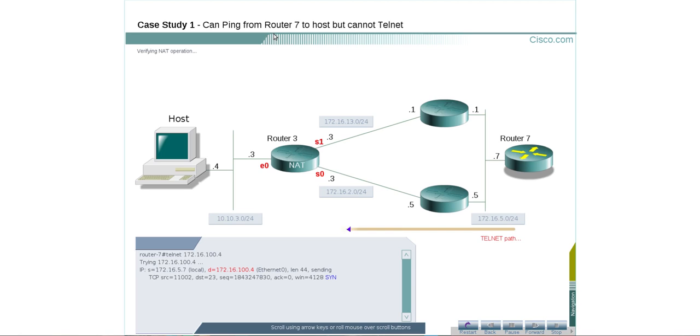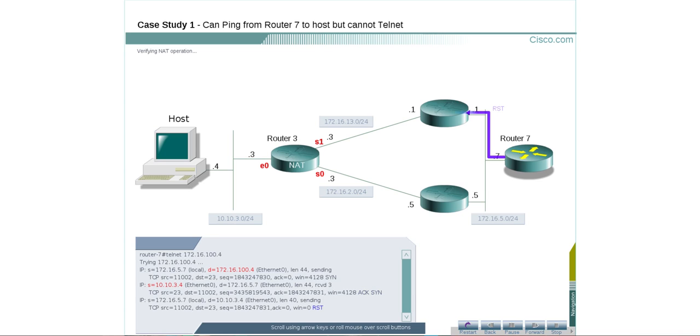Running the same debug, we will take a look at the Telnet packets when telnetting from router 7 to the host. The first packet we see is the SYN packet sent from router 7 destined for 172.16.100.4, which is the inside global address for the host. Second, we see a SYN ACK packet from the host, but the source of this SYN ACK is the inside local address of the host, 10.10.3.4. Since router 7 received a SYN ACK from an unknown source, it sends a reset to the inside local address of the host, 10.10.3.4.